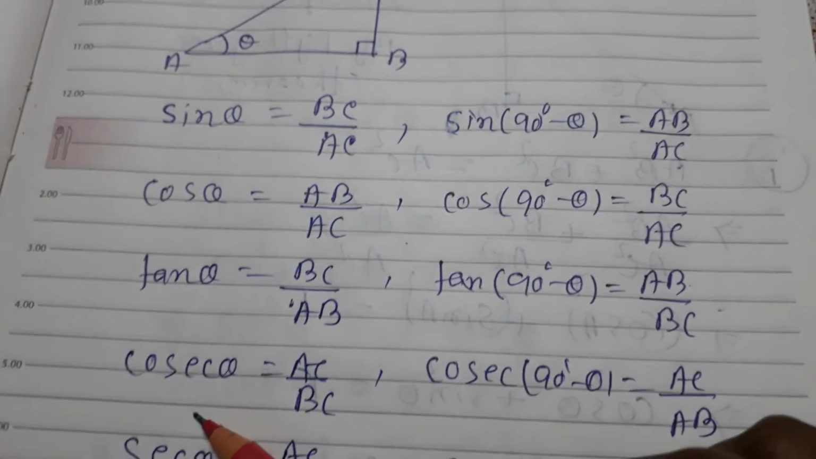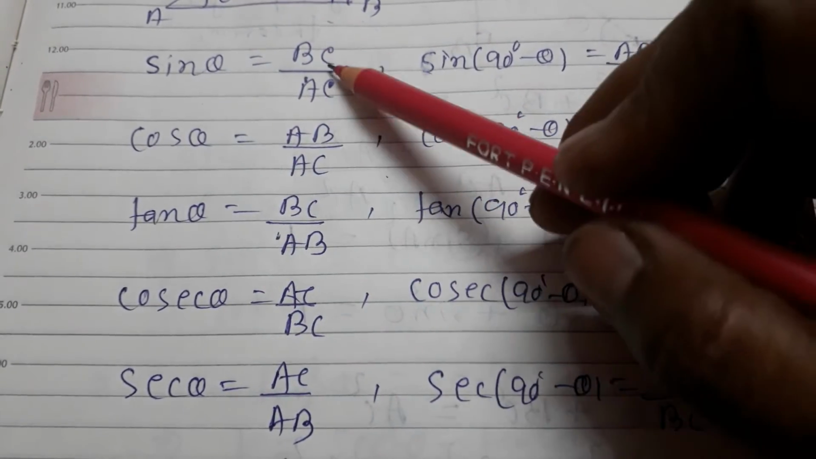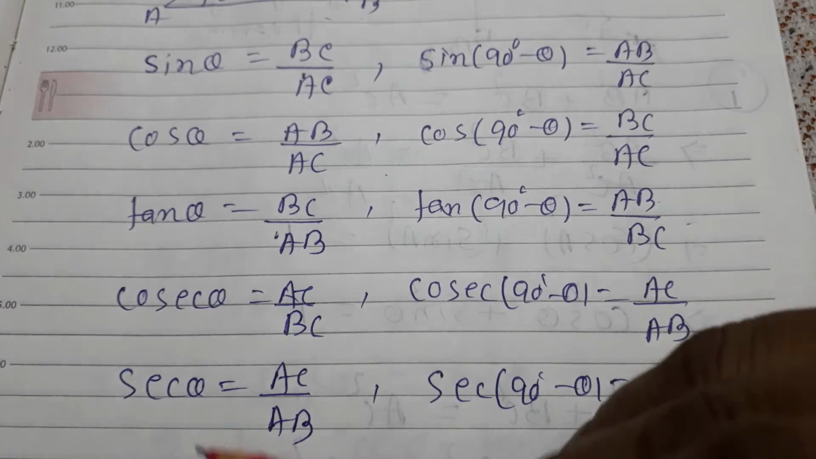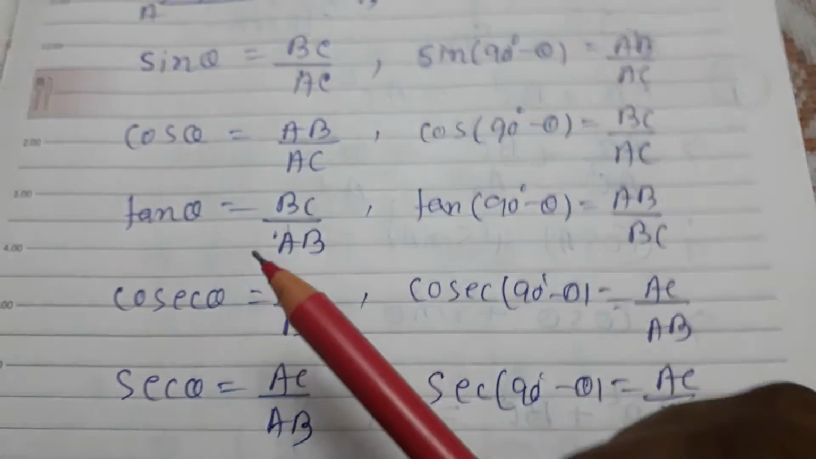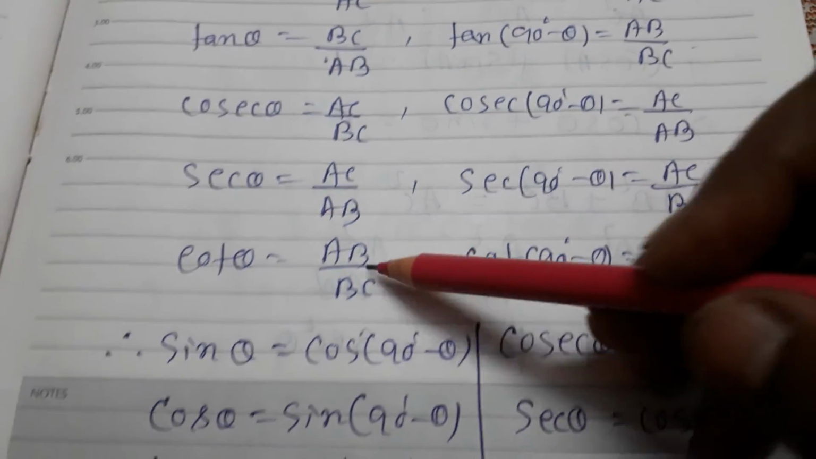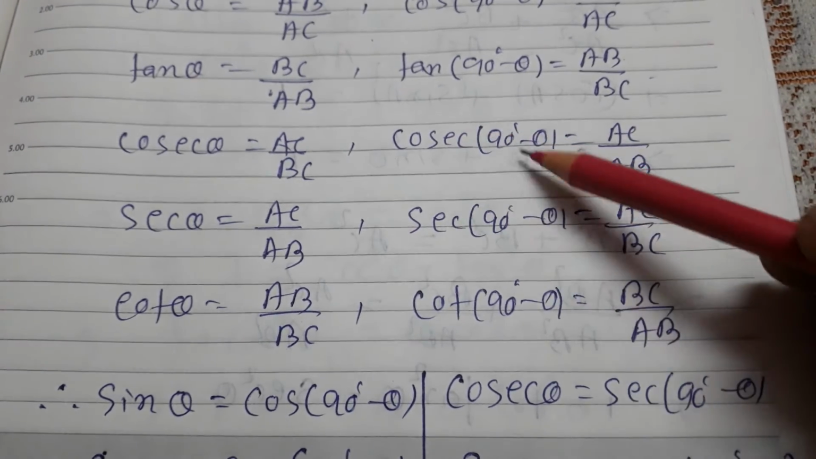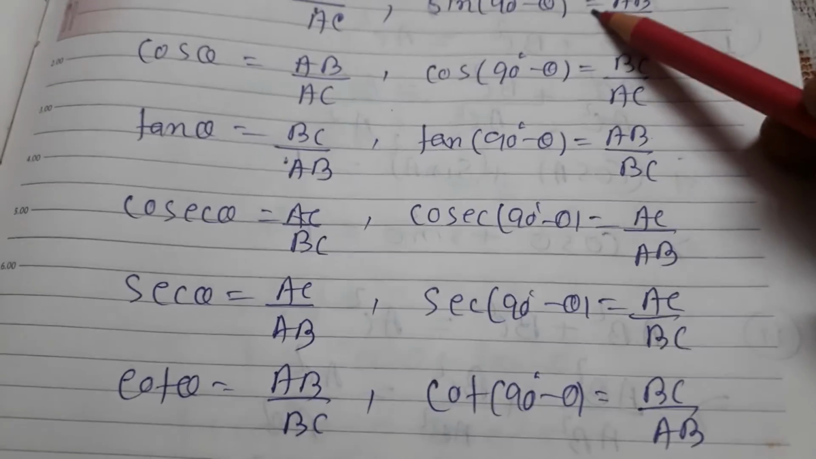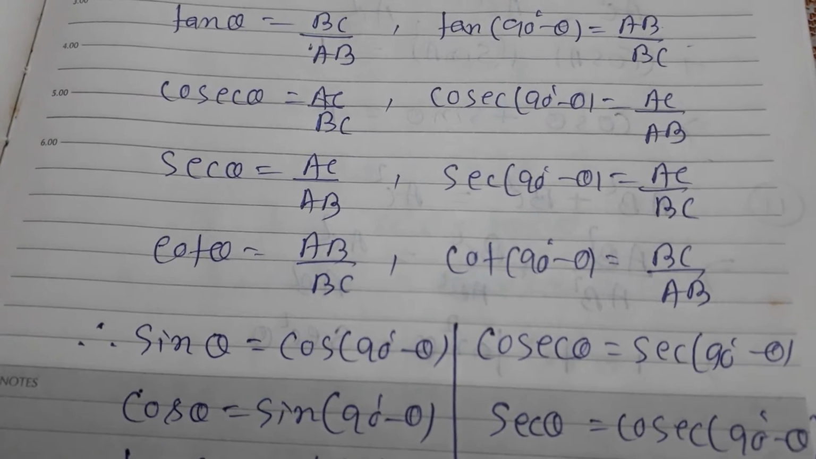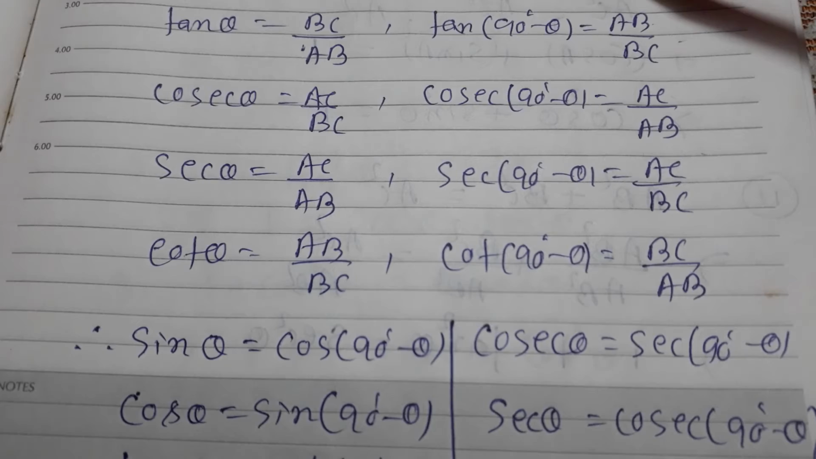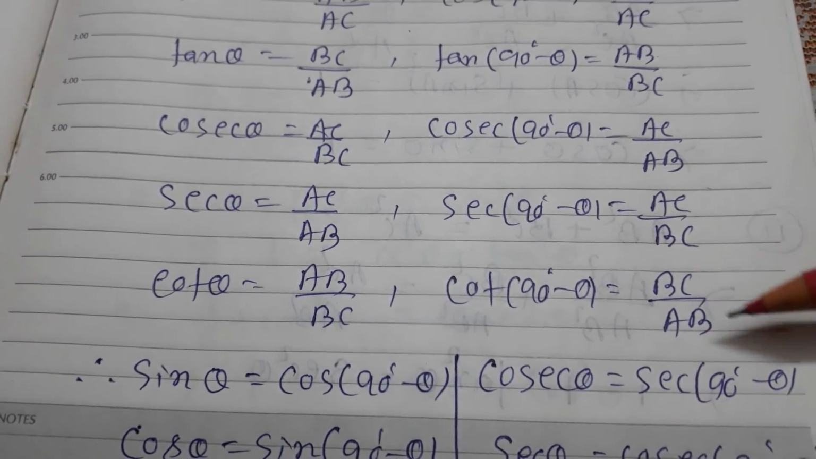Now cosec theta is just the reverse of sin theta, so AC by BC. Sec theta equals AC by AB, just the reciprocal of cos theta, and cot theta equals AB by BC. Cosec 90 minus theta equals the reciprocal of sin 90 minus theta, that is AC by AB. Sec 90 minus theta equals AC by BC, the reciprocal of cos 90 minus theta, and cot 90 minus theta equals BC by AB.